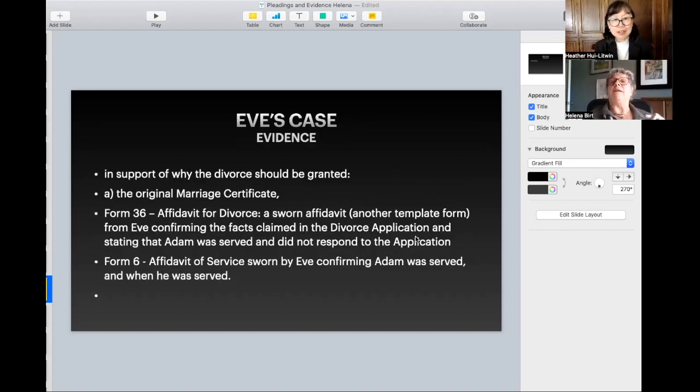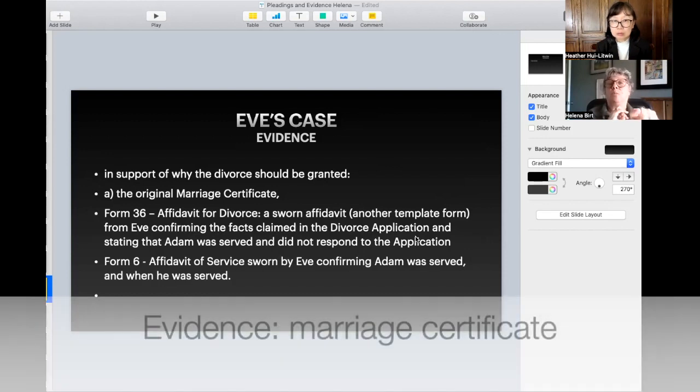Now, evidence. So now we've just talked about what the pleadings are. It's the law and the material facts. In order to get a divorce, the material facts are: one, Adam and I are legally married. The evidence to support the fact you're legally married is you file a copy of the marriage certificate, which proves that you are legally married.